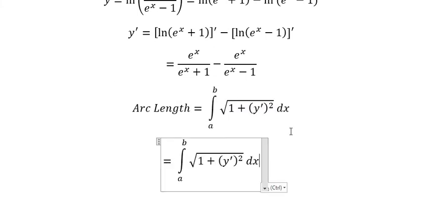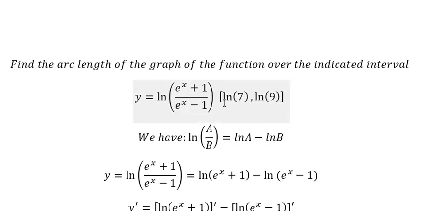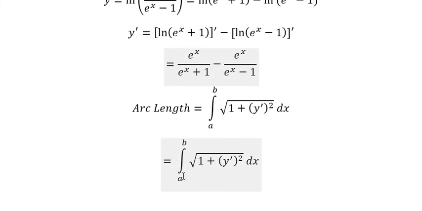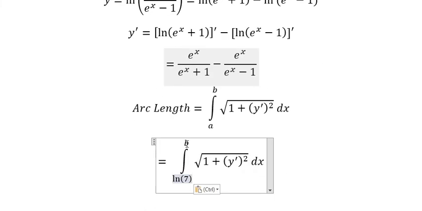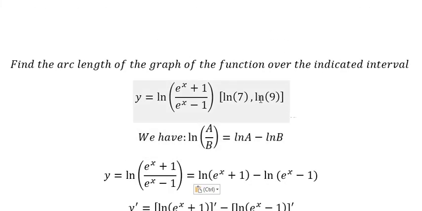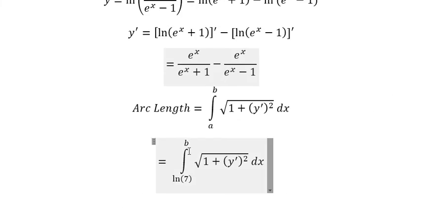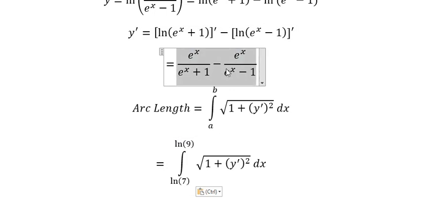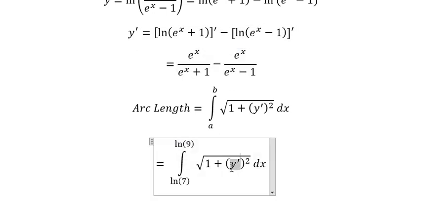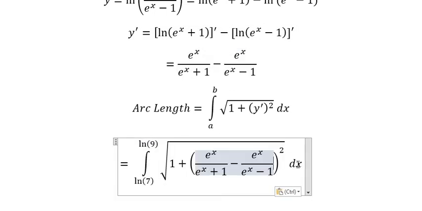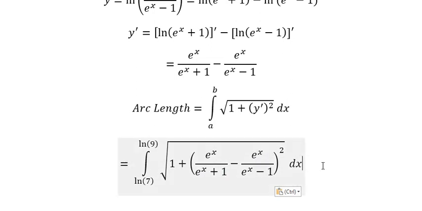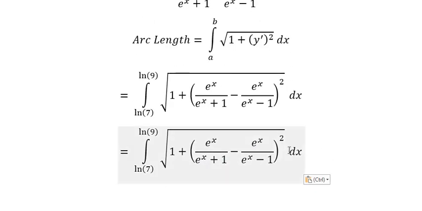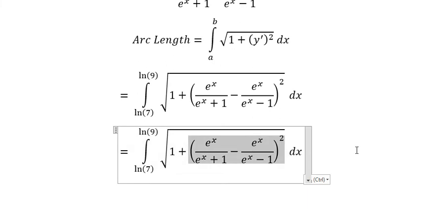Now a is about this one, b is about this one. The first derivative of y is about this one, and now we need to calculate this one. So we need to expand this one.